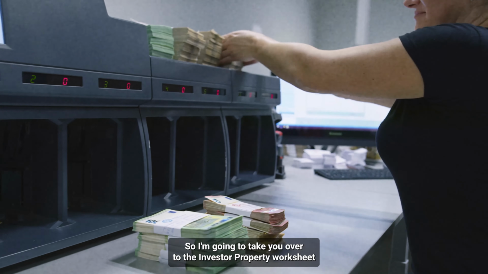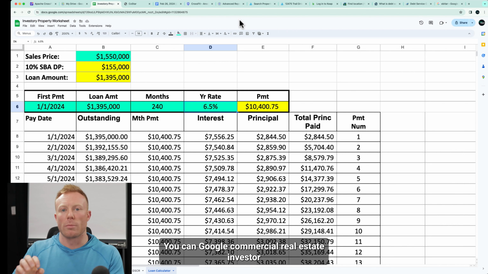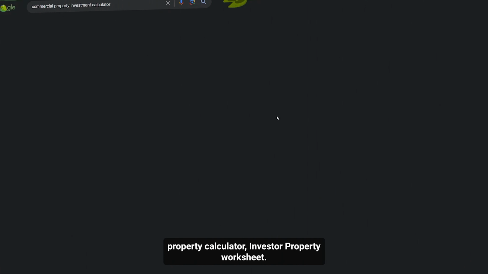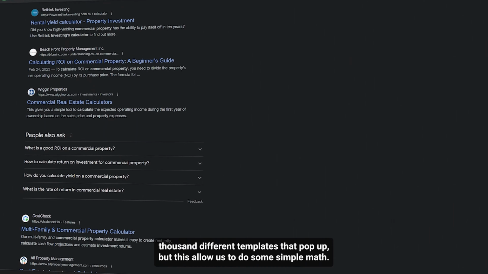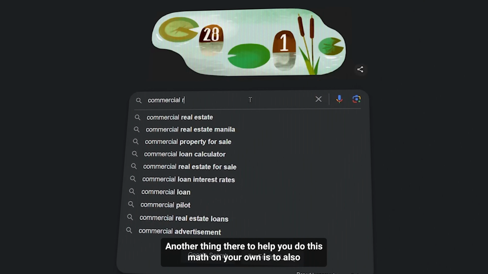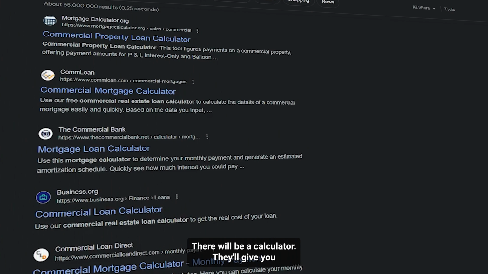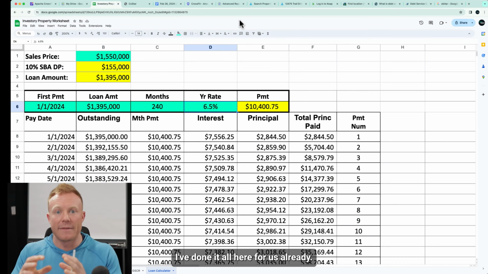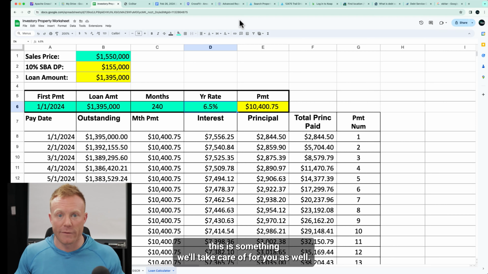So I'm going to take you over to the investor property worksheet we use here at the Jim Real Estate Company. You can Google commercial real estate investor property calculator, investor property worksheet. You're going to get 1,000 different templates that pop up, but this allows us to do some simple math. Another thing that will help you do this math on your own is to also Google commercial real estate mortgage calculator. There will be a calculator that'll give you a full amortization schedule when you put in the correct values. I've done it all here for us already.